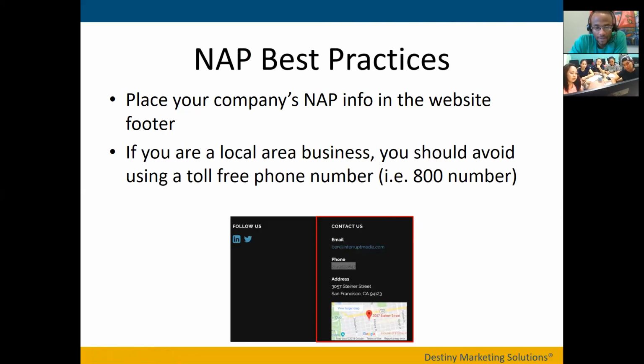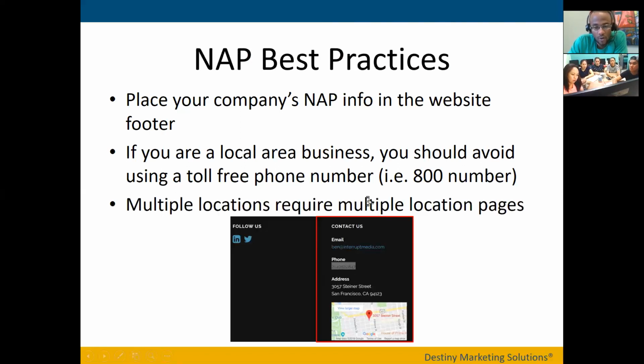If you're a local area business, you should avoid using a toll-free number, so a number that starts with like 800 or 855 or something like that. You want to stay away from that because, again, if you're targeting a local area, then you should use that local area code. So the example for San Francisco, you've used the 214 number. Another area code you could use for San Francisco is 415. But that's good that you're not using an 800 number here.